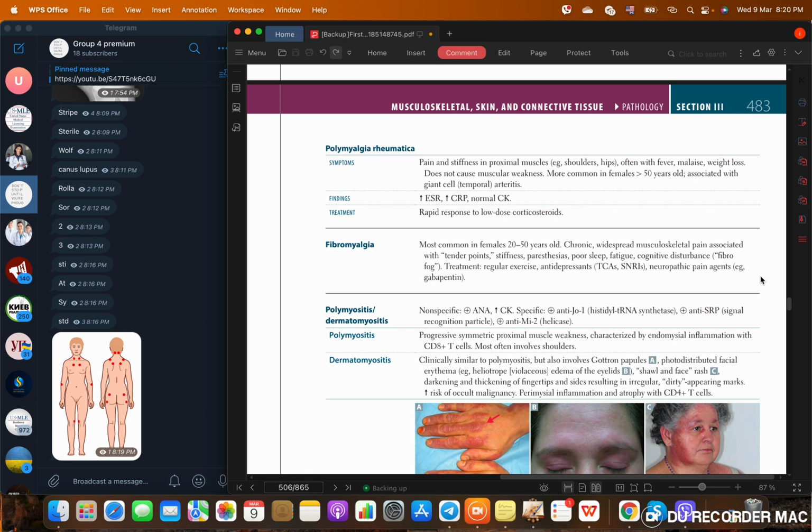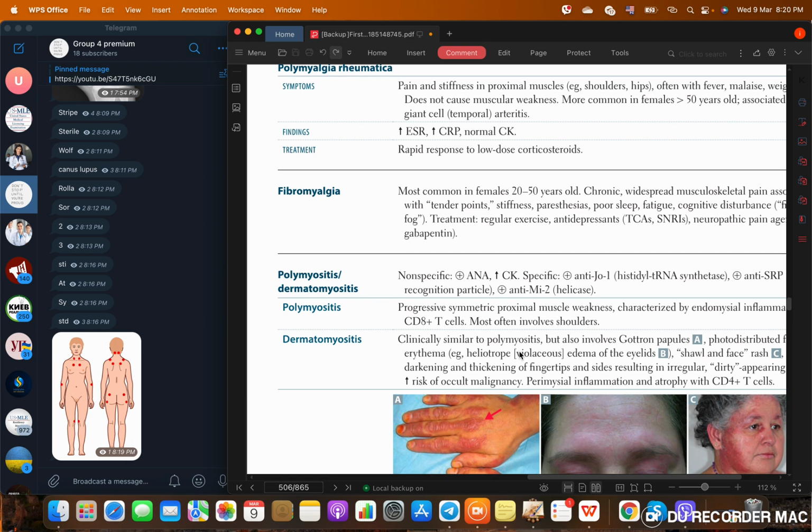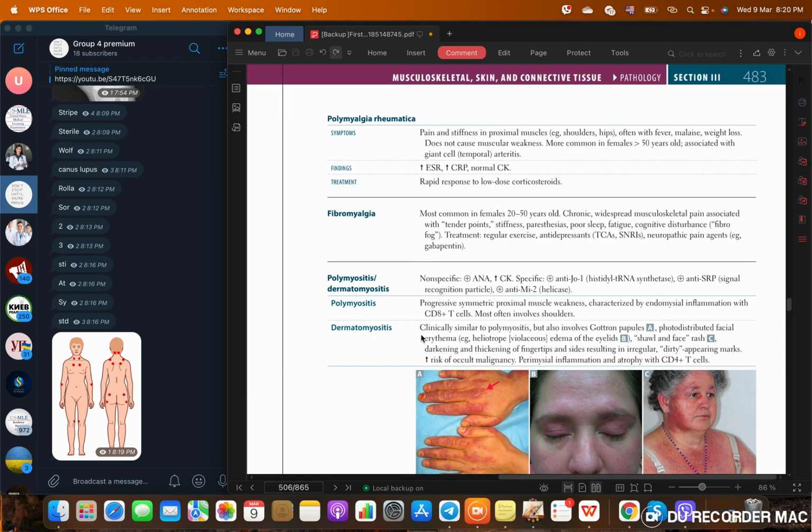The next diseases are polymyositis and dermatomyositis. Actually, this one has a real destruction of the muscle, which means the CK will be elevated. So we have non-specific antibodies for both of them. So ANA will be positive. ANA is positive in a lot of diseases. It's even positive in lupus. So CK will be high as well.